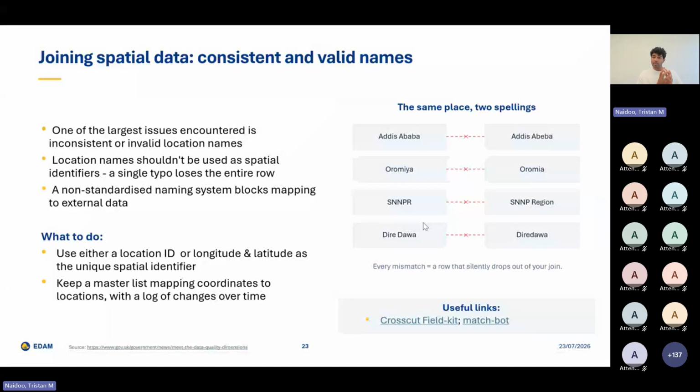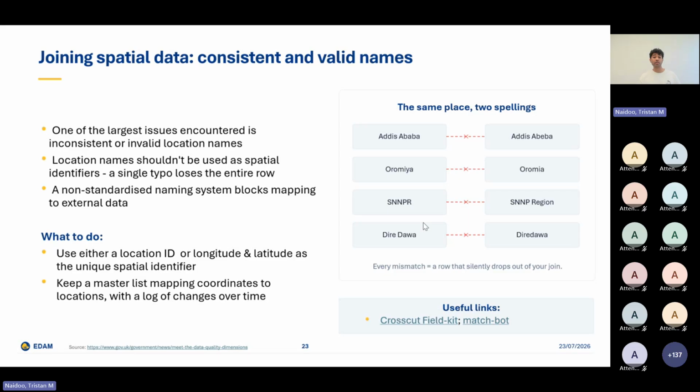The main point to hammer home here, which I think I've also touched on in the previous slide, is location names should never be your spatial identifier. A single typo loses the entire row, and a non-standardized naming system blocks you from mapping to any external data.